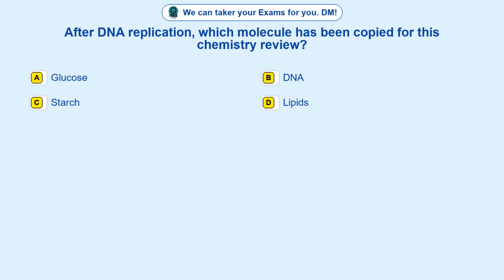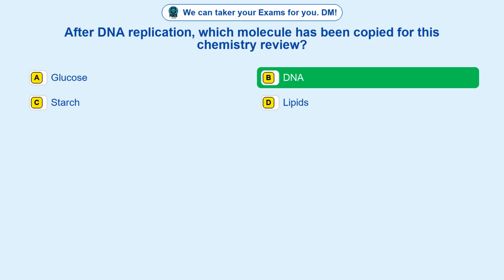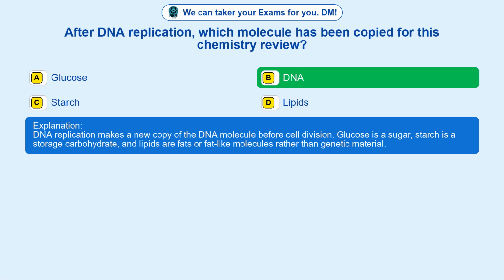Question 3. After DNA replication, which molecule has been copied for this chemistry review? Option A, glucose. Option B, DNA. Option C, starch. Option D, lipids. The correct answer is option B, DNA. DNA replication makes a new copy of the DNA molecule before cell division. Glucose is a sugar, starch is a storage carbohydrate, and lipids are fats or fat-like molecules rather than genetic material.